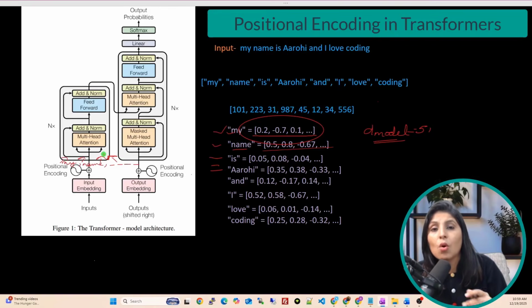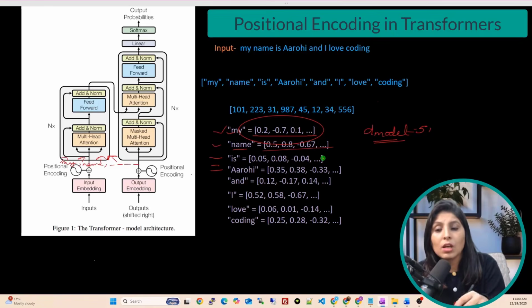But in transformers, all the token embeddings go at once to the transformer. So, "my name is Aarohi and I love coding", all these token embeddings will go together at once to the transformer. So when all the token embeddings go at once to the transformer, what will happen? The transformer will not know which token is at the first position or which token is at the second position, or what is the exact sequence of the tokens in the data set, right?